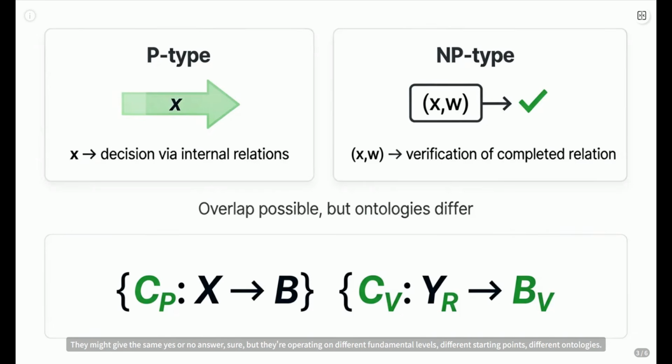They might give the same yes or no answer, sure, but they're operating on different fundamental levels, different starting points, different ontologies. It's like comparing baking a cake versus checking if a cake is already baked.